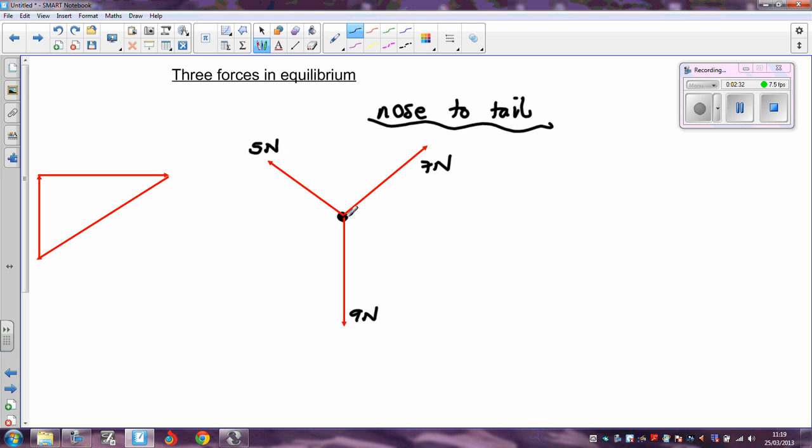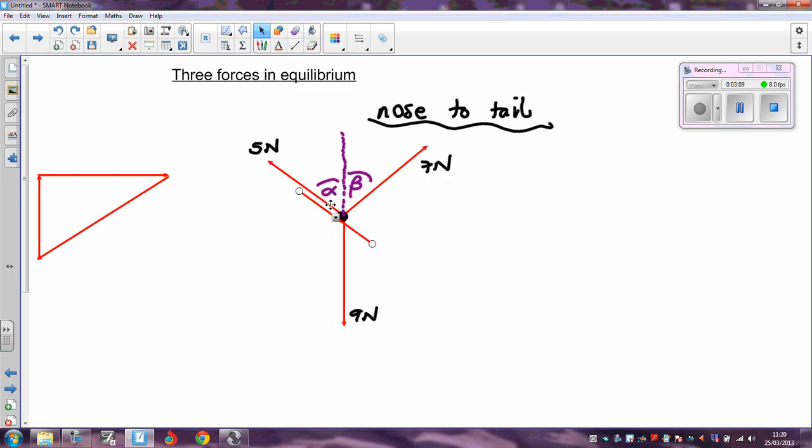And let's say we're also told that the particle is in equilibrium, which means that the vector sum of those three forces is going to be zero. And let's say that our job is to find out, the 9 newton force, as I've said, is acting vertically downwards. But what we actually want to find out is the angle between the 5 newton force and the vertical, let's call that alpha, and the angle between the 7 newton force and the vertical, let's call that beta. Okay?